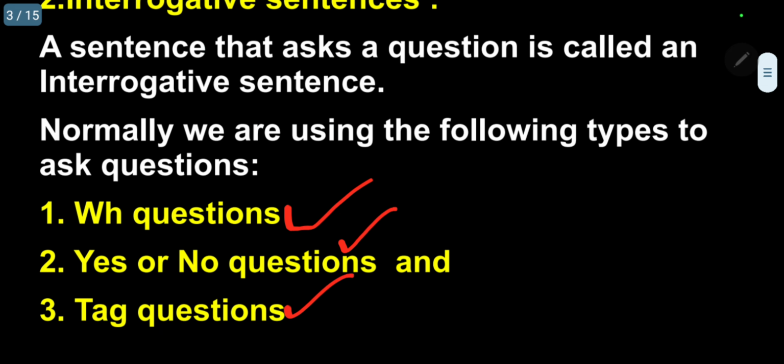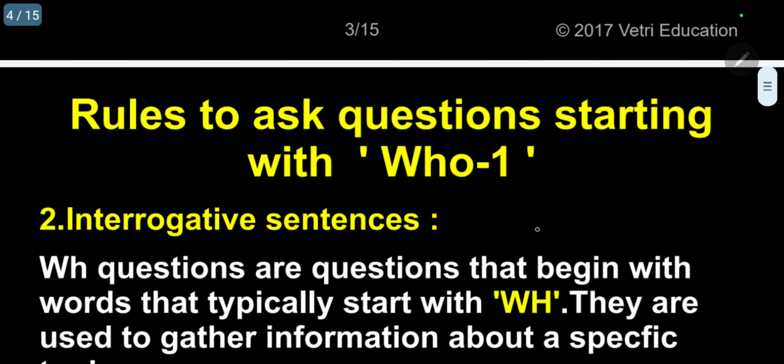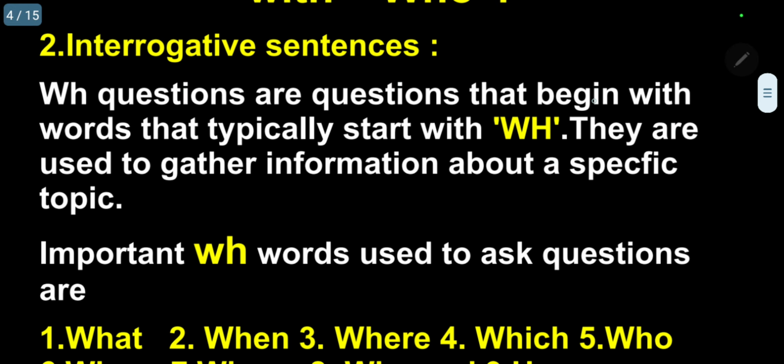Yes or no question means if you raise a question, the answer will be either yes or no. That's why we call it a yes or no question. In tag questions, we first state either a positive sentence or a negative sentence, and finally we raise a question. If it is positive, we raise a negative question. If it is negative, we raise a positive question. Kindly follow.